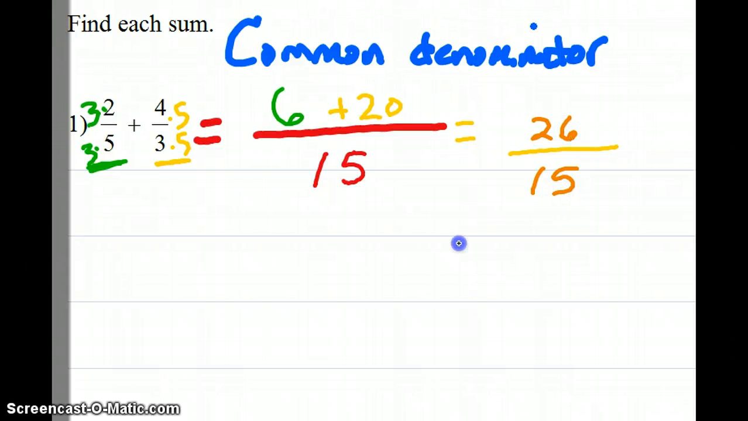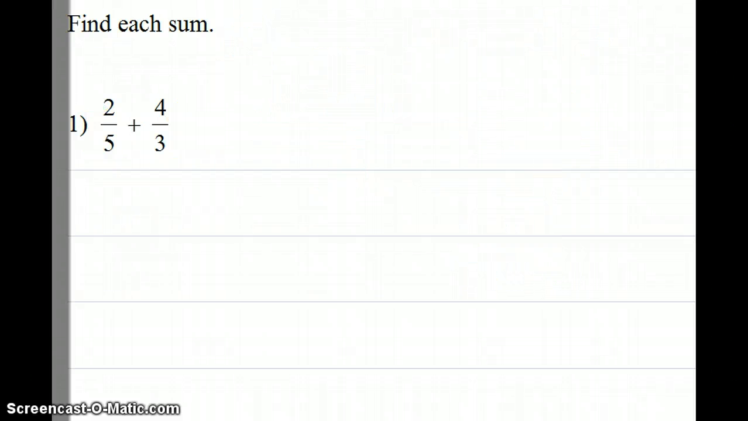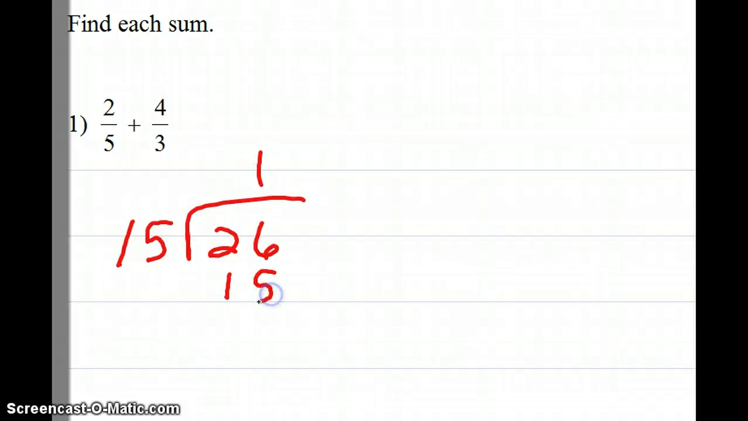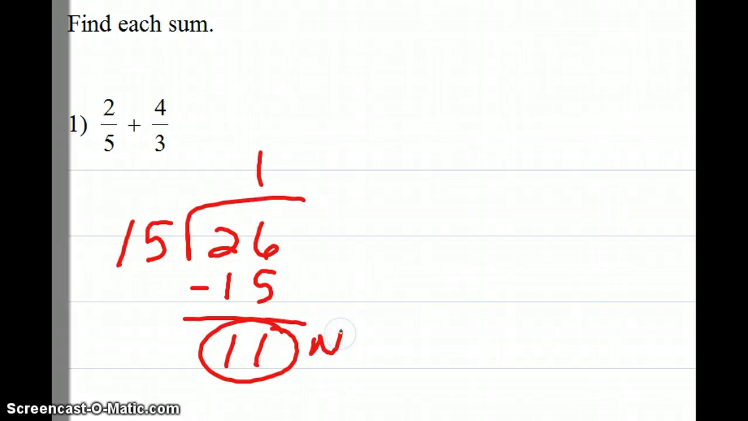To reduce that into a mixed fraction, we'll take 15 goes into 26 one whole time with 11/15 left over. And again, let me remind you how I changed that to a mixed fraction. You take 15 goes into 26 one whole time, subtract that, and we get 11. This becomes your numerator. This becomes your denominator. So look at that. Make sure you got all your notes before you go to the next problem.